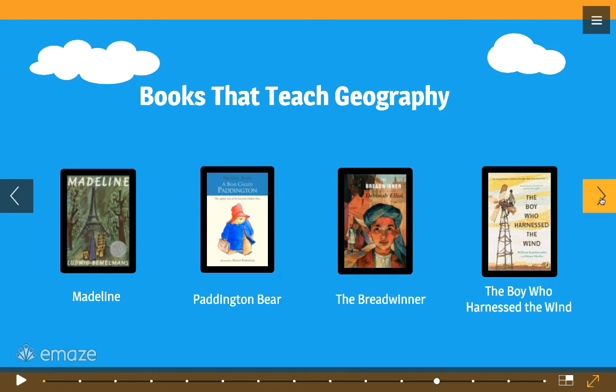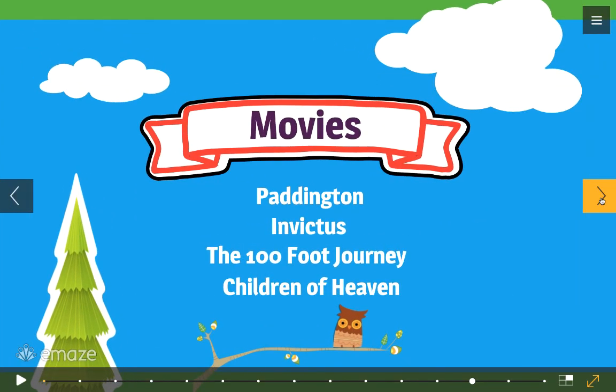There's just plenty of others. I'm just giving you some ideas. And so these can be read not to learn geography specifically, but just read them as good books, and your children will be learning geography at the same time. Same goes with movies, and I put Paddington there first again because I really like Paddington, and I know there is a great Paddington movie, which I'm still waiting to watch.